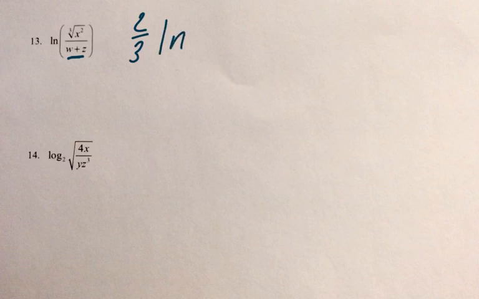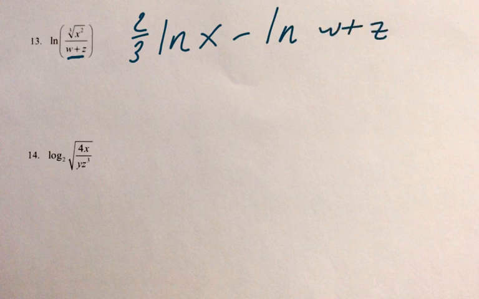For the next one, this one's a complex one. We have the natural log of the cubic root of x squared over w plus z. So we're dealing with the power rule with the numerator and then the quotient rule. Now remember, in the denominator, w plus z is together combined, so that is actually not going to get split up. So we end up getting 2/3 the natural log of x minus the natural log of w plus z, and that would need to go in parentheses.